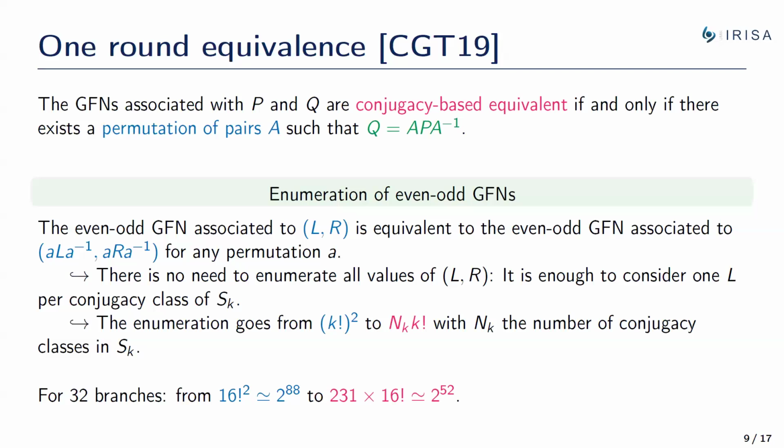This leads to a more efficient enumeration of even-odd GFNs, because now you can associate any even-odd permutation to a whole family of other even-odd permutations, and you only have to pick one of them in your enumeration. So the enumeration goes from the square of factorial k to a factor of factorial k. For the example of GFN with 32 branches, you don't have to study 2 to the 88 permutations, but 2 to the 52. So it's still quite large.